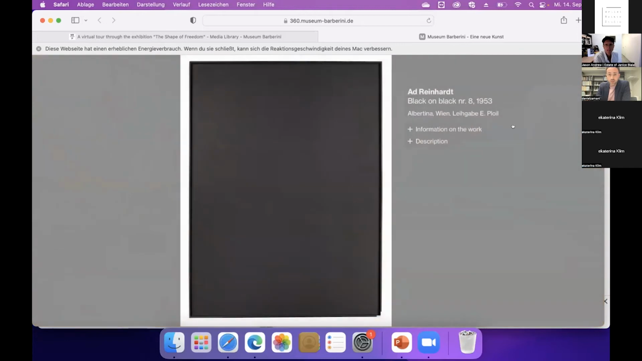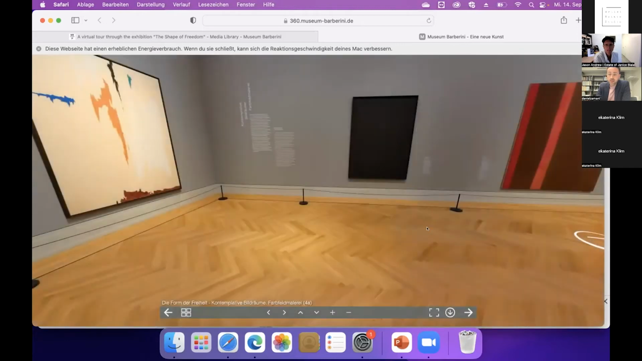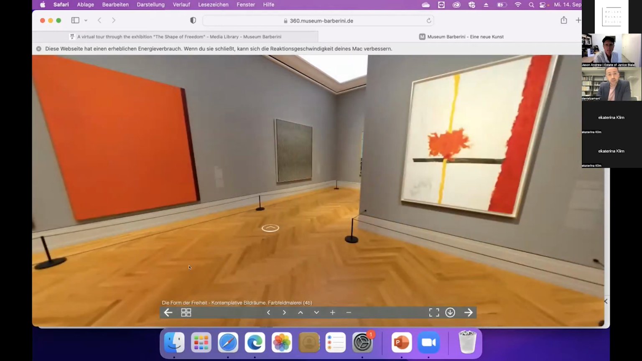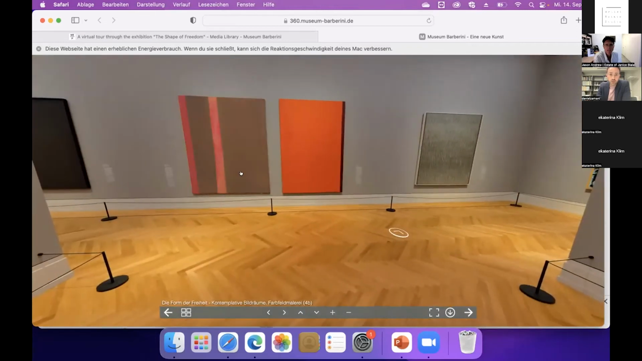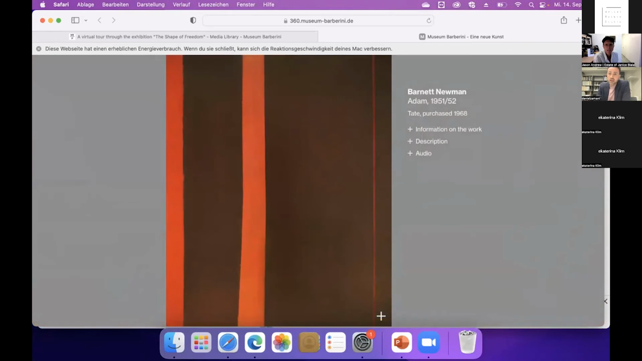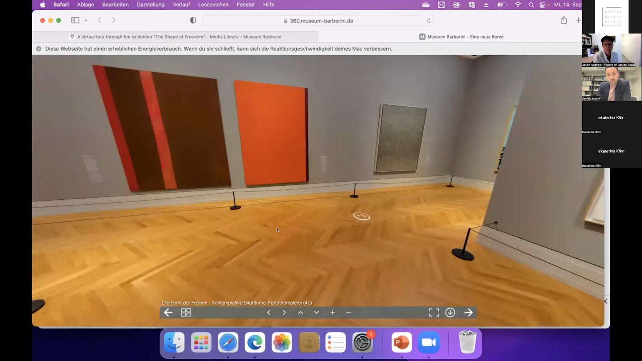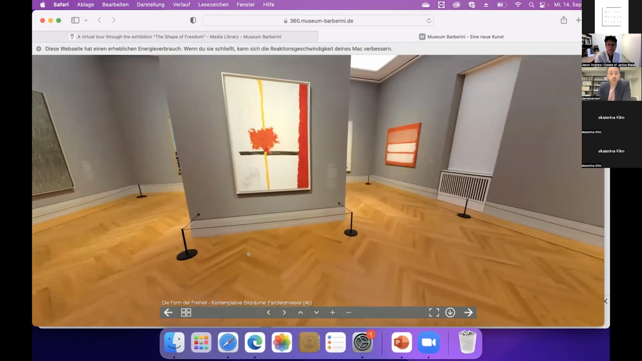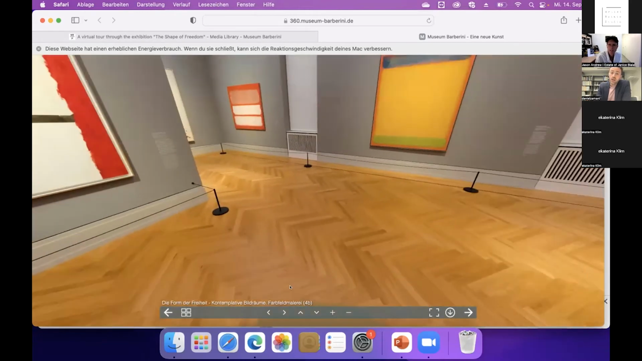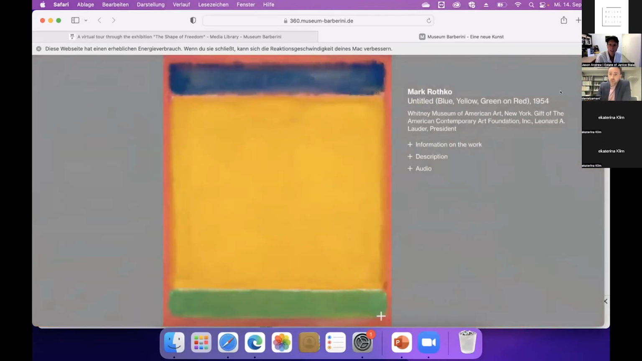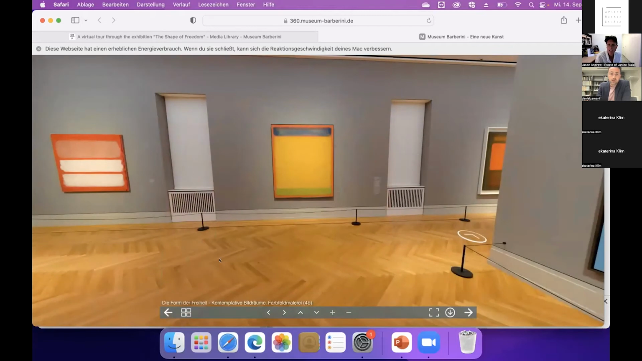Ad Reinhardt here with one of his iconic black on blacks. We've got two major works by Barnett Newman from the Tate Modern in London, Adam and Eve. Further works here by Stamos, Gottlieb. Three large Rothkos, which really sort of dominate the room. One of them from the Whitney Museum of American Art.